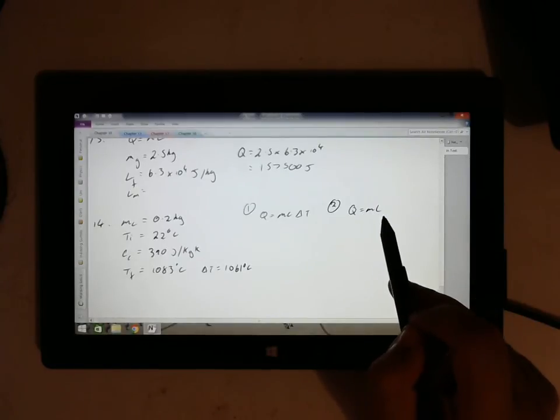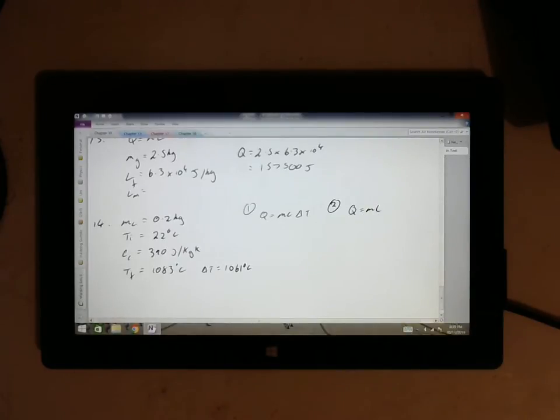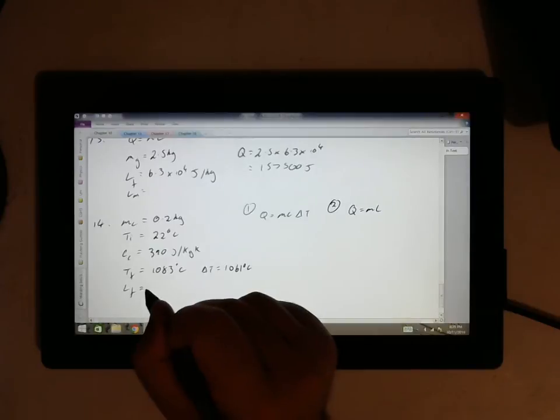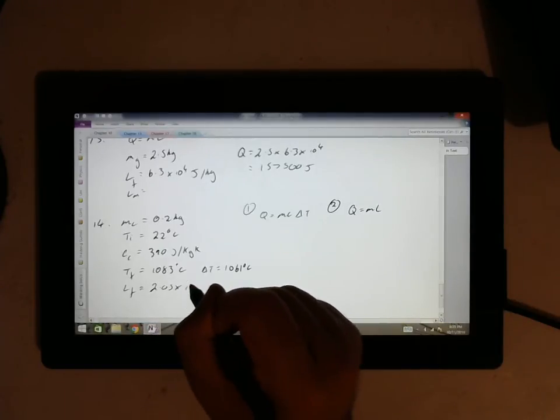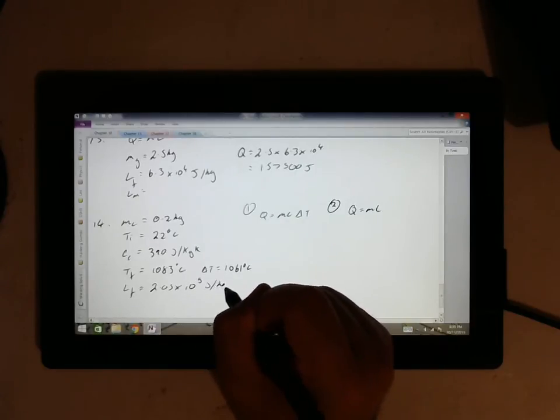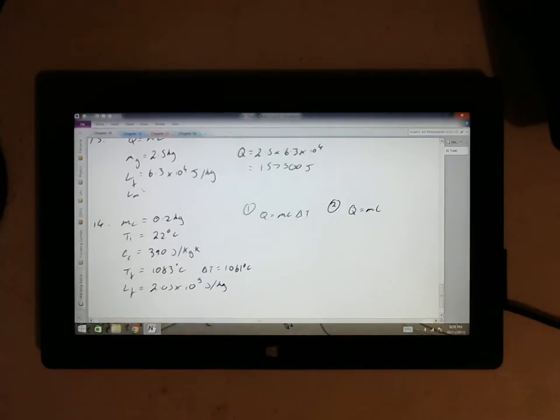We've got a mass, we just need our latent, and that's copper. It's a property of copper, so we just need to look it up from our textbook. If I go back to page 248, we find copper. L, the latent heat of fusion, because we are melting it, is equal to 2.05 times 10 to the power of 5 joules per kilogram. So now we've got everything.